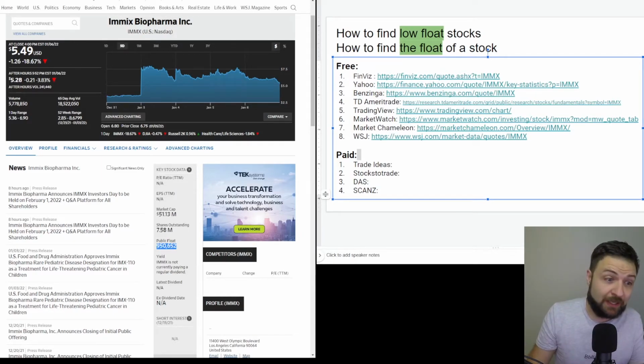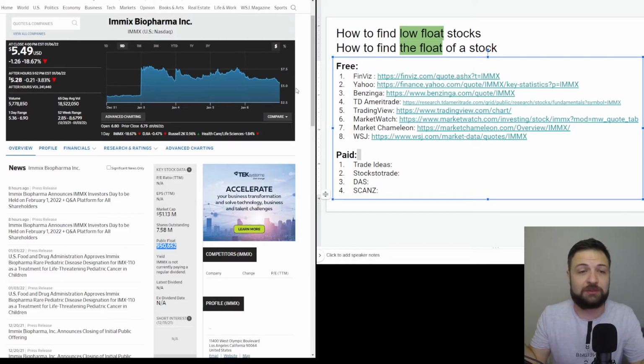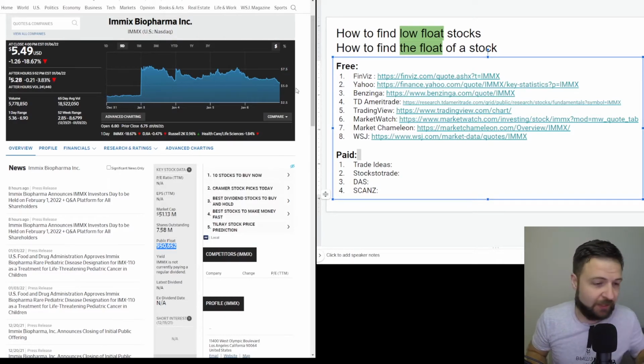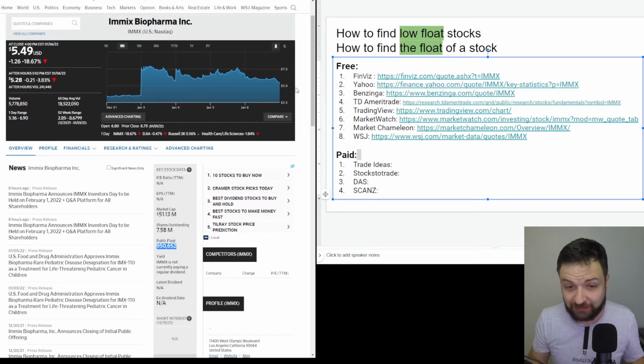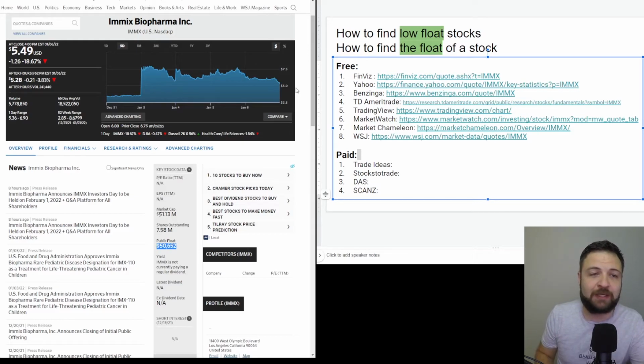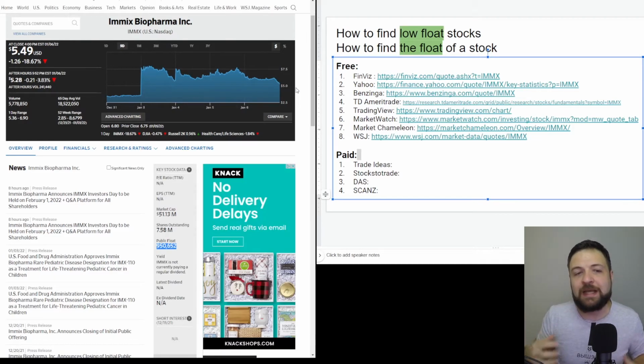Okay, why do we care about float? Float is just supply and demand, right? If there is low supply and high demand, the stock will move a lot faster. So float is basically the supply, and IMMX, in comparison to all other stocks, has a low supply. So we expect that stock to move a lot on any breaking news. And if you're a momentum scalper or momentum trader, that's important for you.